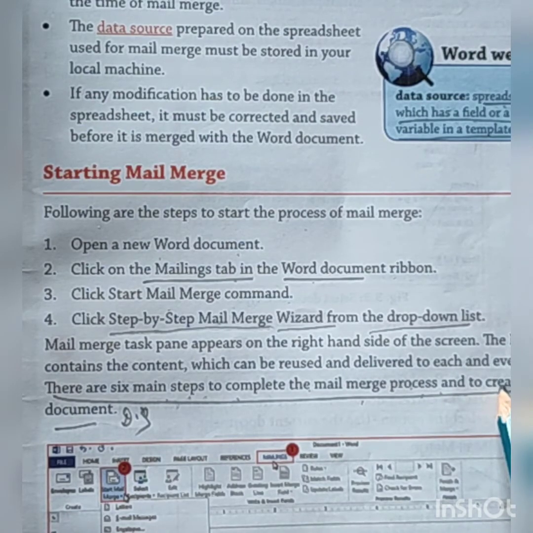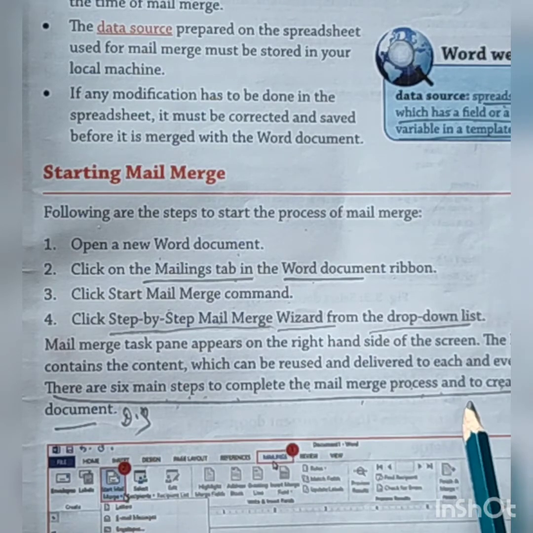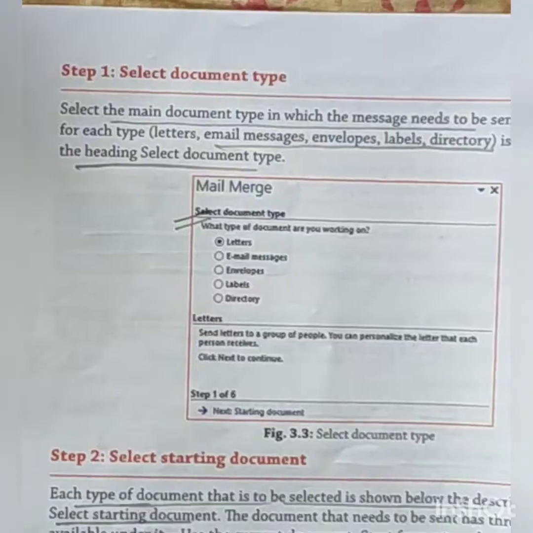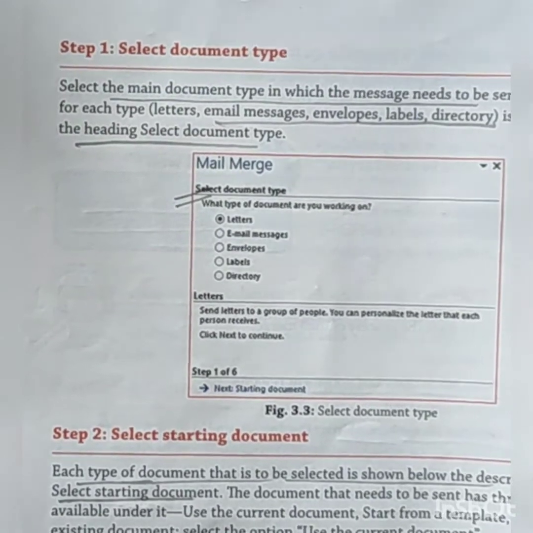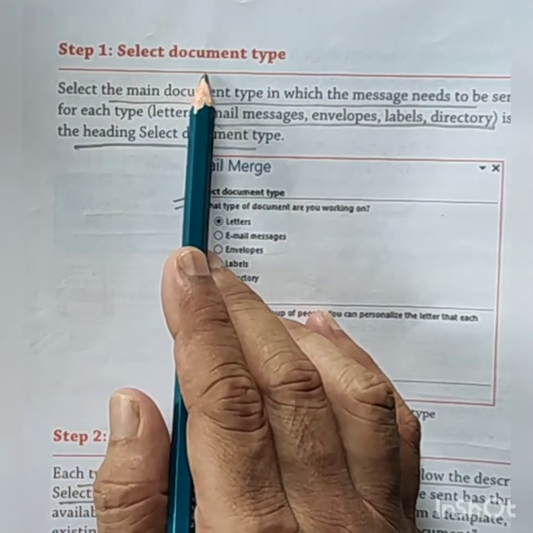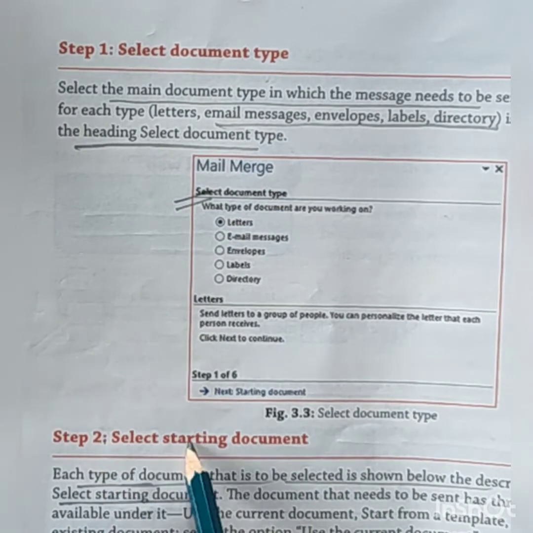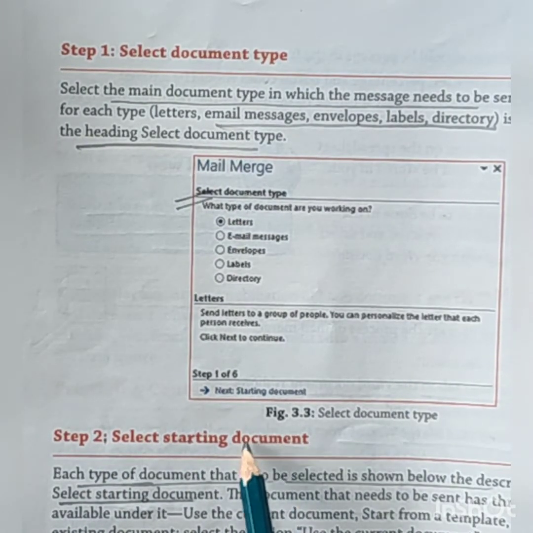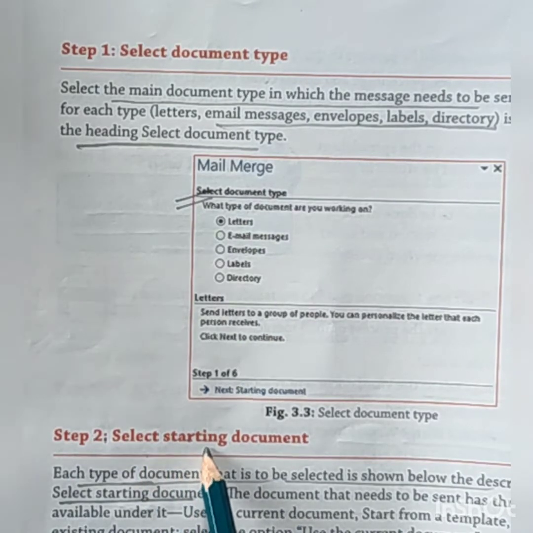Before we create a mail merge, we should have a subject. Suppose we have a letter we want to post to different addresses, you should type the letter or the particular content first. After that we will start the process. So what are the 6 steps? First one is select document type. Number 2, select starting document.